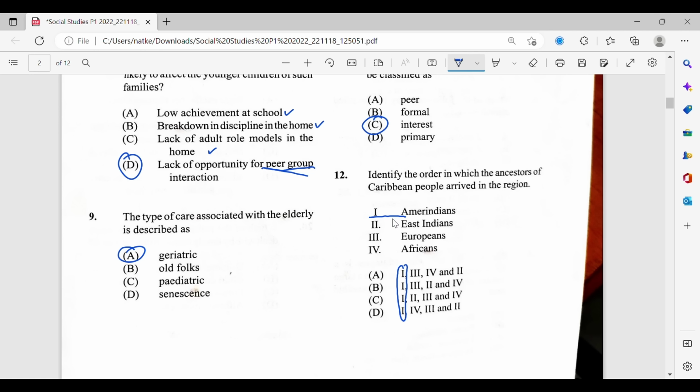After the Amerindians, we had the Europeans who came. So that would have been 3, says either A Safar or B Safar. And then the Europeans got the Africans to start working here. And then they took some East Indians as indentured laborers. So here we go. So our answer for number 12 would have been letter A.